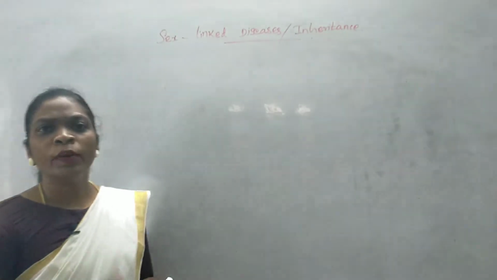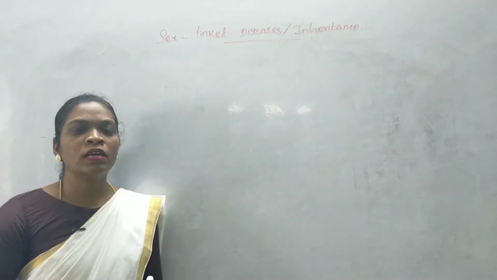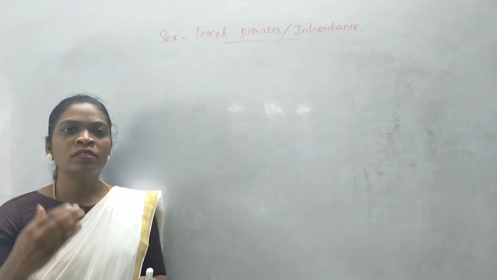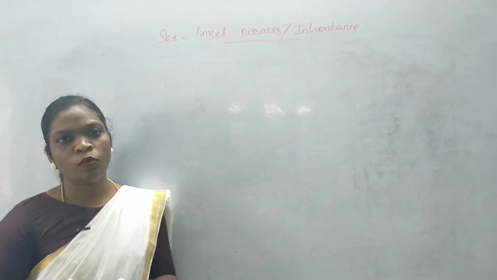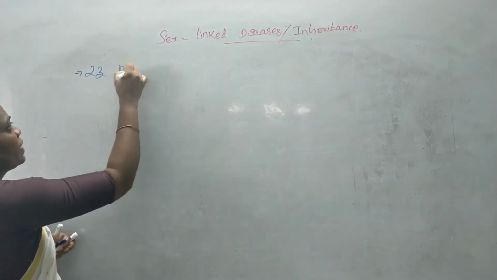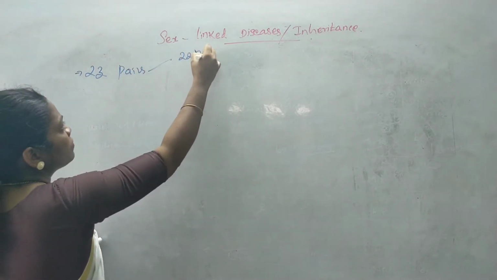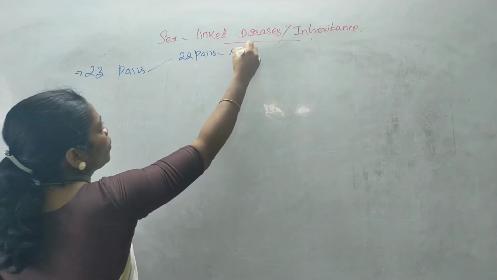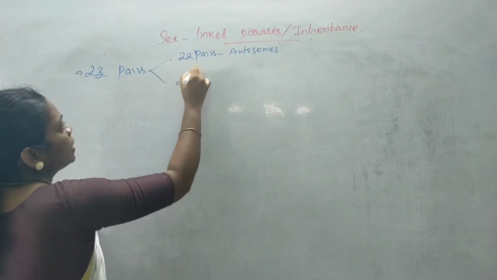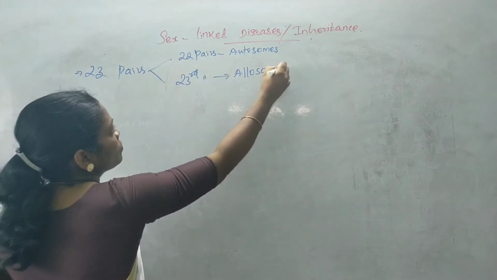In humans, there are 23 pairs of chromosomes. The first 22 pairs of chromosomes are known as autosomes, and the 23rd pair of chromosomes is known as the sex chromosome, which differentiates male from female. The 22 pairs of chromosomes are known as autosomes, and the 23rd pair of chromosomes is known as allosome or sex chromosome.